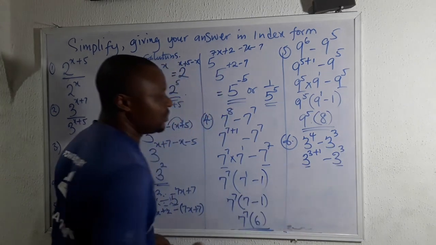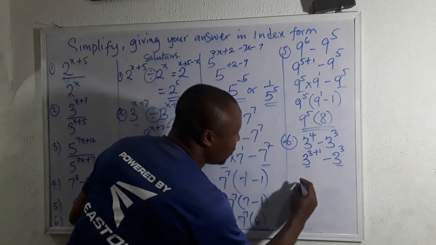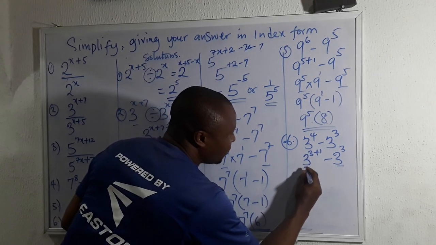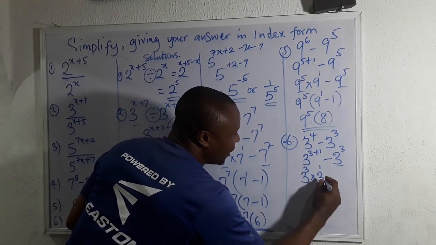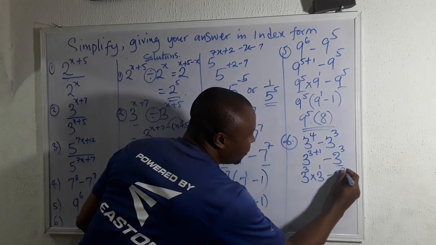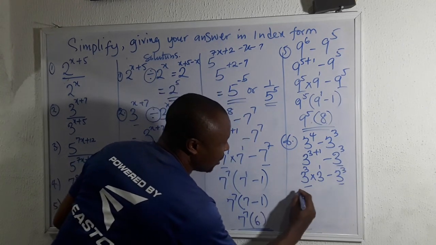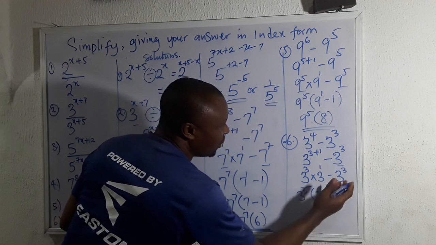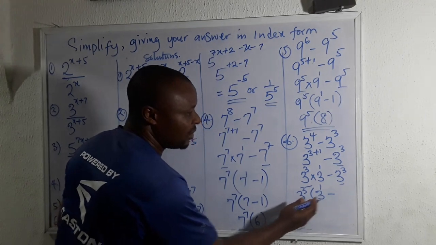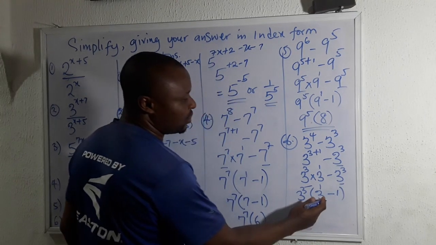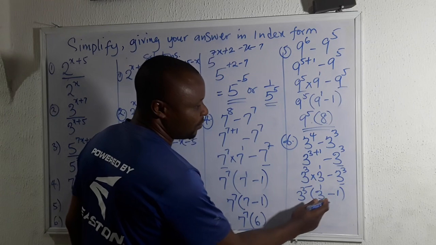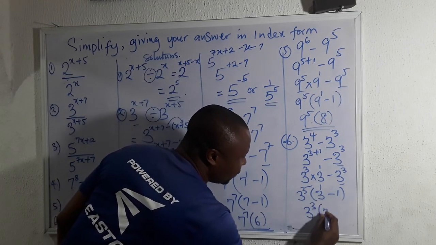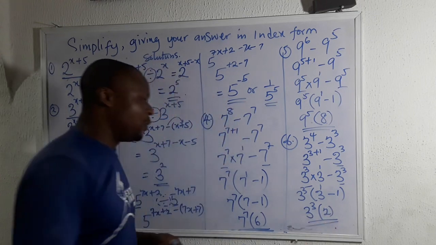Again, we take out this 3 raised to power 3, factorize it out. Let us first re-express this. So that will be 3 raised to power 3 times 3 raised to power 1 minus 3 raised to power 3. So we can factorize this out. So that will be 3 raised to power 3 into 3 raised to power 1 minus 1, because 3 raised to power 3 divided by 3 raised to power 3 gives us 1. And of course, 3 raised to power 1 is 3, minus 1, that is 2. So this is 3 raised to power 3 into 2. That's pretty much where we can stop.